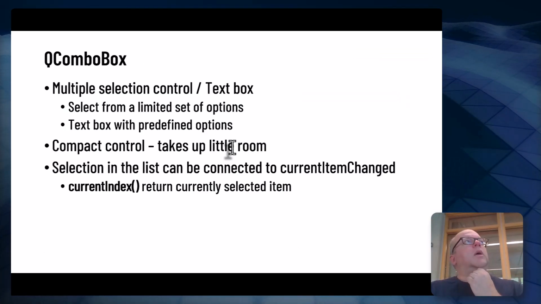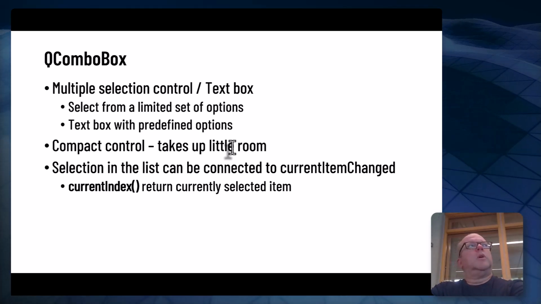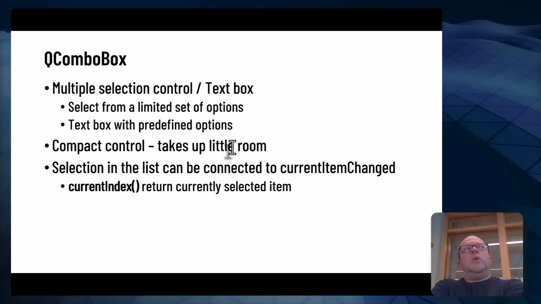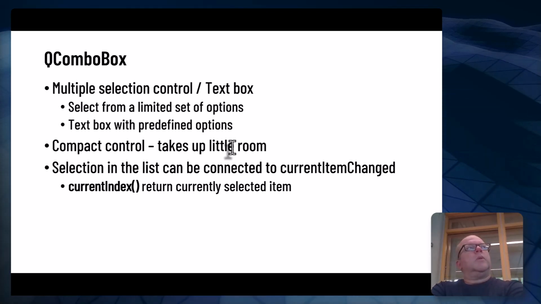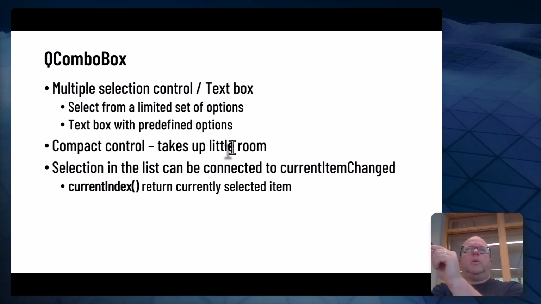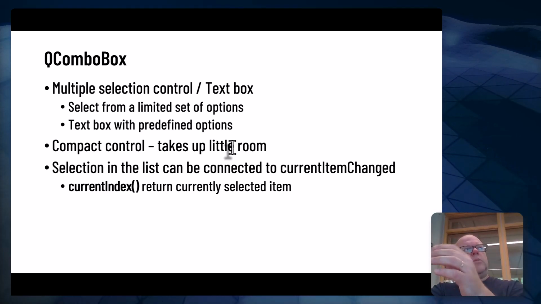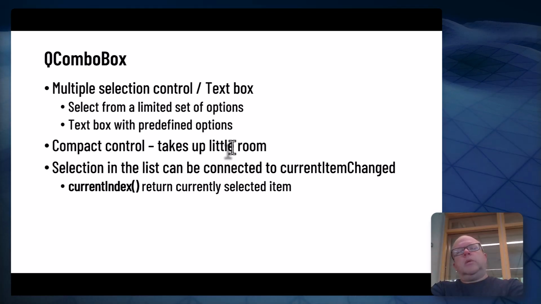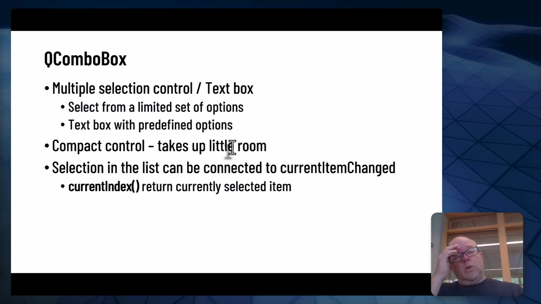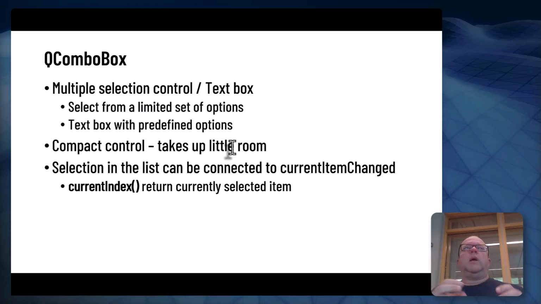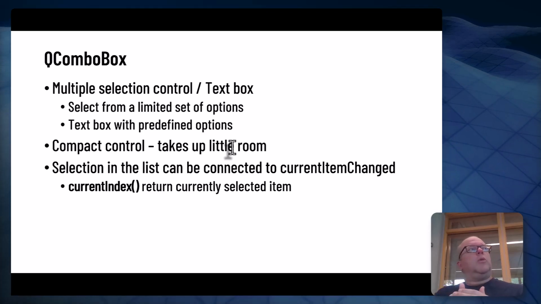A combo box is a multiple selection control, and it can also be a text box. So you can ask the user for a set of limited options that you can describe in text. You can also have a text box on top. That is also something you can turn off, so it can act as a text box as well. And the idea of using this is when you have not so much room in your window, you can hide a lot of complexity by providing information in a drop-down box.